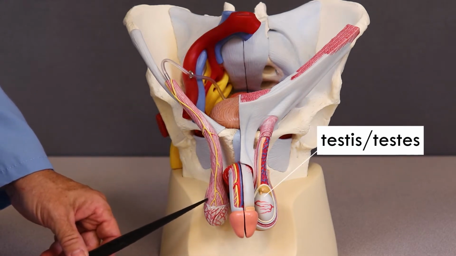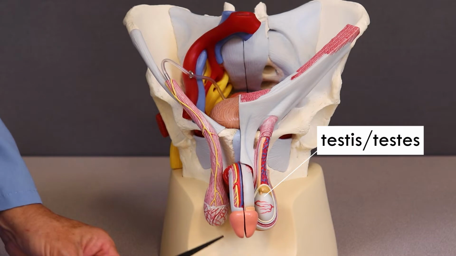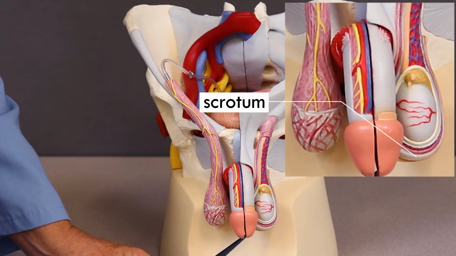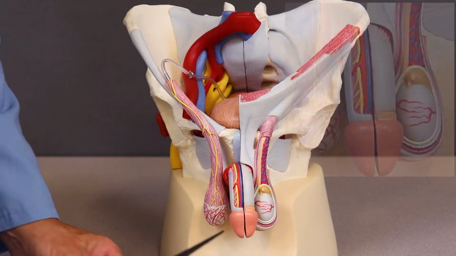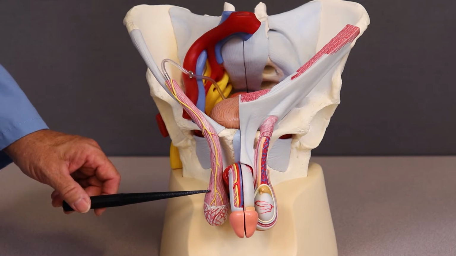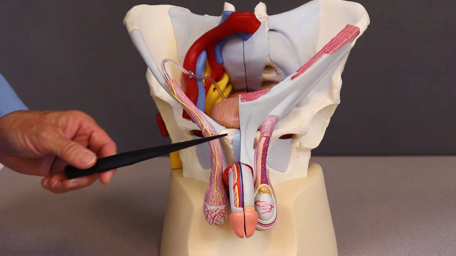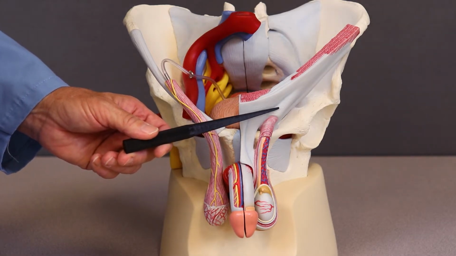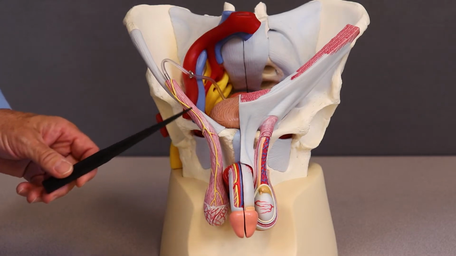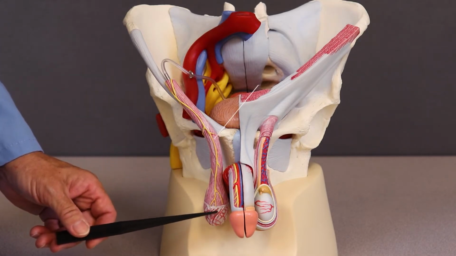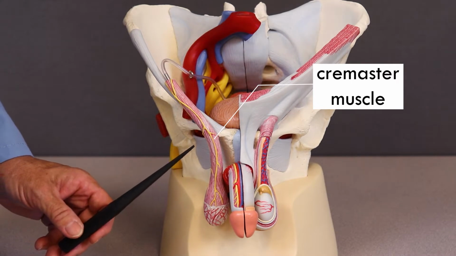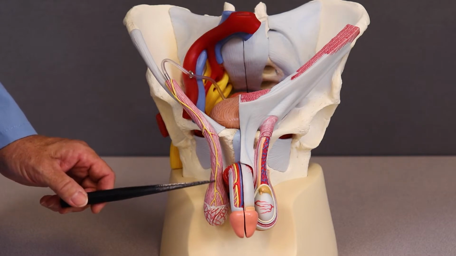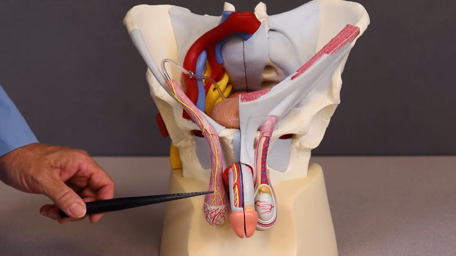So the testes hang in a sac of skin, and you can maybe barely see the skin here, but that's called the scrotum. And they are suspended by a muscle here, and this muscle is a continuation of the fascia of the external oblique muscle. And so that muscle that extends down and surrounds the testis is called the cremaster muscle. And it will allow the testes to move up more towards the pelvis or down, depending on what the temperature is.